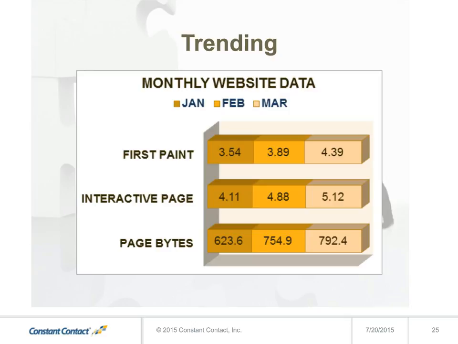Trending can also help us on where do we want to be. We need to look at trending. Sometimes it can lead to other discoveries, as we can see here.